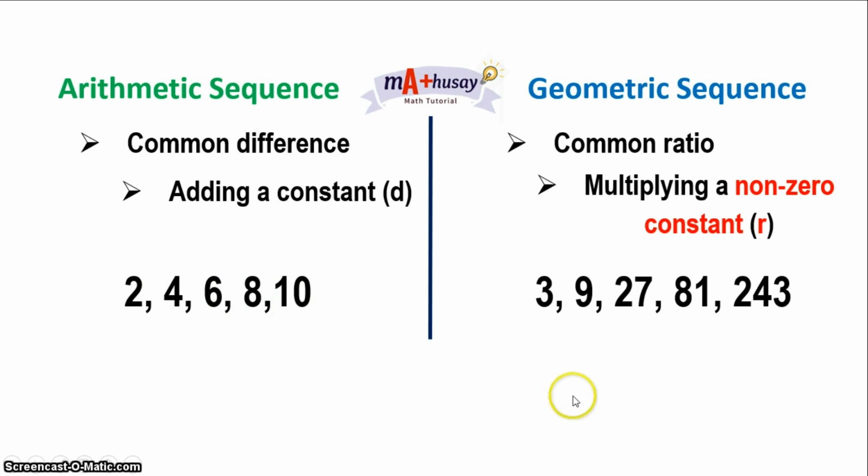So, on the right side, we have this sequence. 3, 9, 27, 81, 243. So this example is a geometric sequence because each term after 3 can be generated or derived by multiplying positive 3 to the preceding term. So 3 times 3, you get 9. 9 times 3, 27. 27 times 3, that gives you 81, and so on. So that's the difference between arithmetic sequence and geometric sequence.